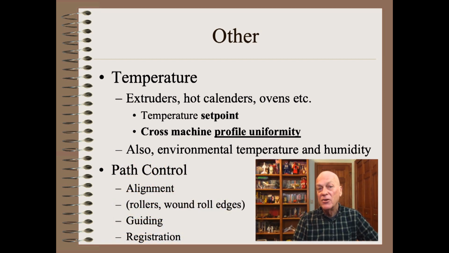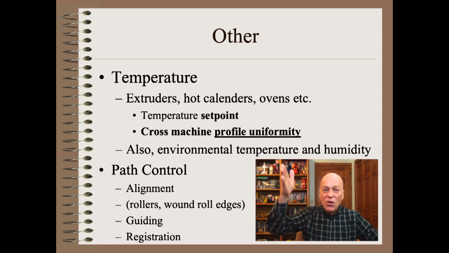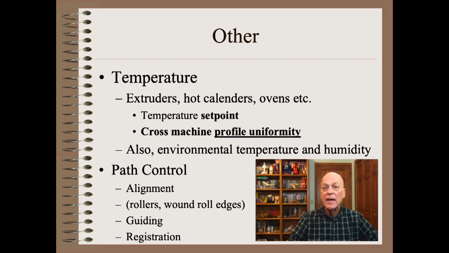The other common control need is to control the path of the web that is needed for trim waste reduction, waste due to misregistration, and wound roll edge quality and wrinkling, and more. This topic again is well covered in my school and in the literature.